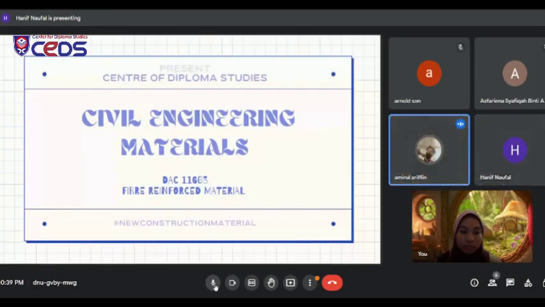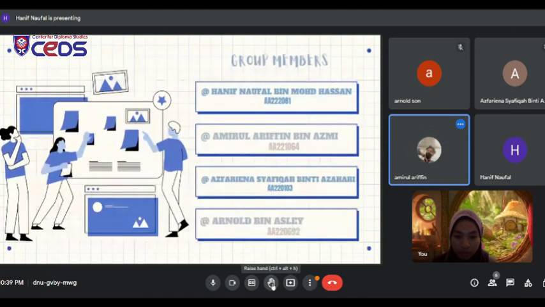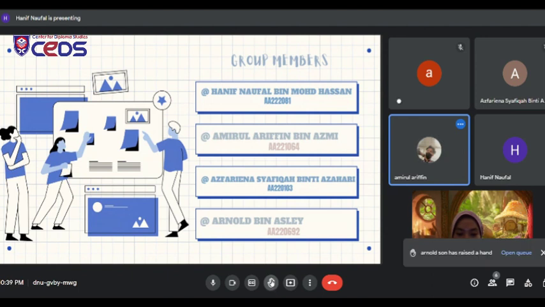We are from Group 2 Section 3 and want to present about fiber reinforced concrete. Now, I want to introduce the presenters for this presentation. First, my name is Amirul Effendi Azmi. Hanif Naufal bin Muhammad Hassan. Asfarina Shafiqah binti Azhari. And lastly, Arnold bin Asli.